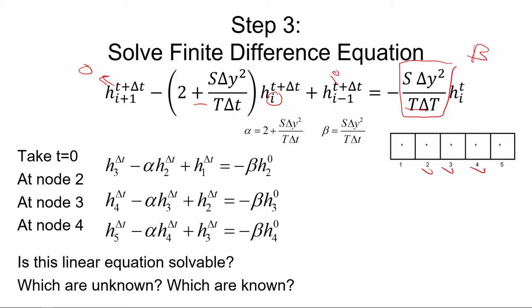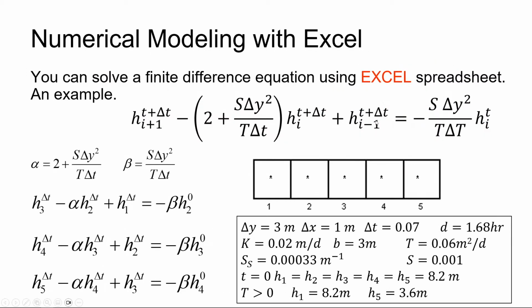My unknowns are H2, H3, H4. H1 is given because that's my boundary condition, so that's H boundary left. H5 is given, that's my boundary condition, that's H boundary right. Yeah. So these are the three unknowns, and I can solve this equation for these three variables. Yeah. So let's do an example.